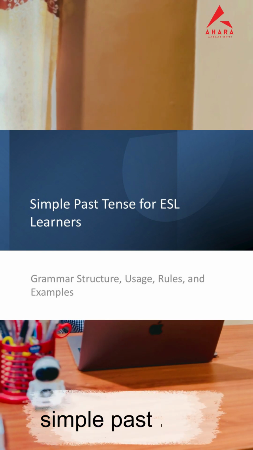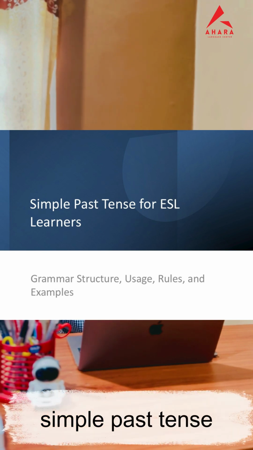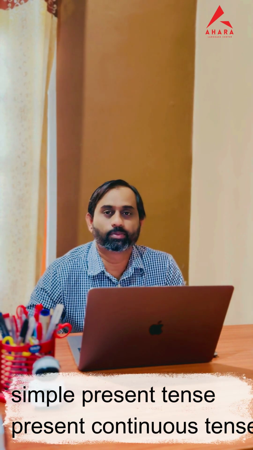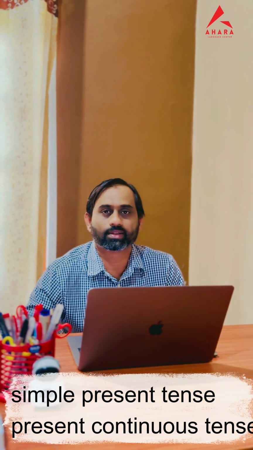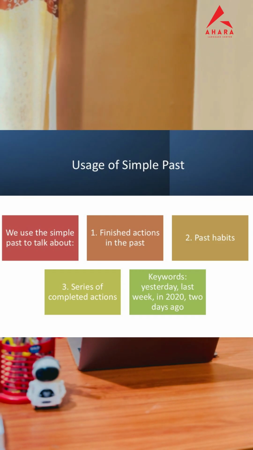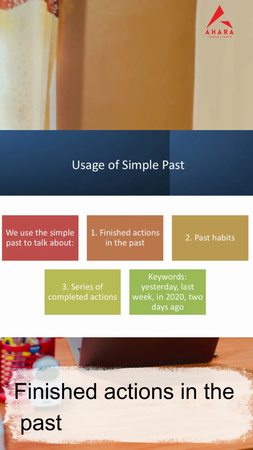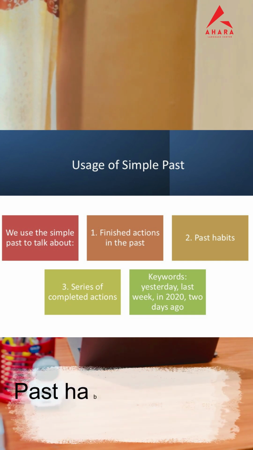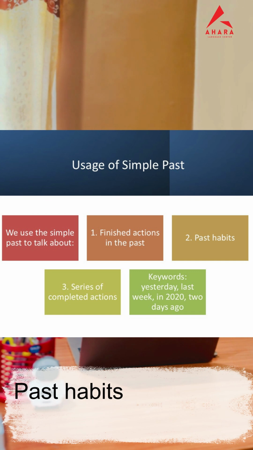We're going to learn about the simple past tense today, where we spoke about simple present tense and present continuous tense in our previous lectures. We use the simple past tense to talk about number 1, finished actions in the past. That means whatever things happened in the past, those are finished. And number 2, we will be talking about the past habits.